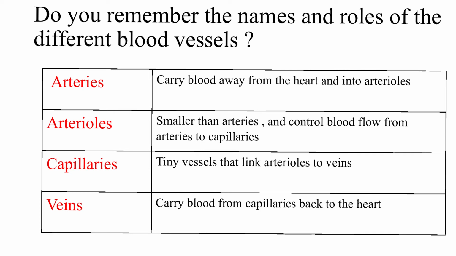The blood pressure is very low in the capillaries. Blood is also flowing at a very low speed, so we've got low velocity in the capillaries. This enables time for exchange of materials with our cells. And they link arterioles to venules. Venules are just the link between capillaries and veins, and then veins carry blood from the capillaries back to the heart.